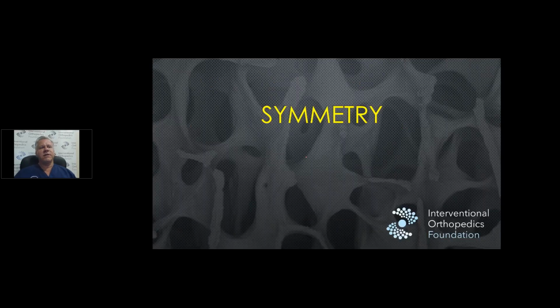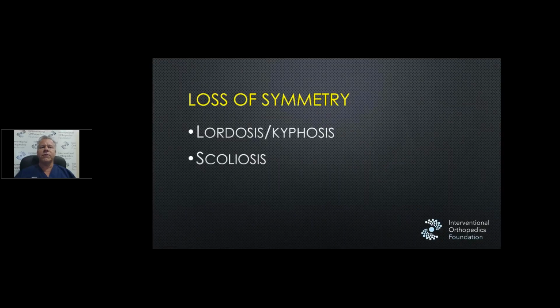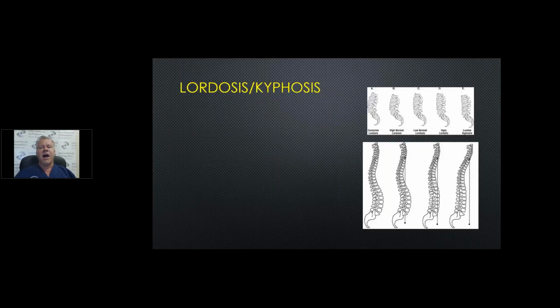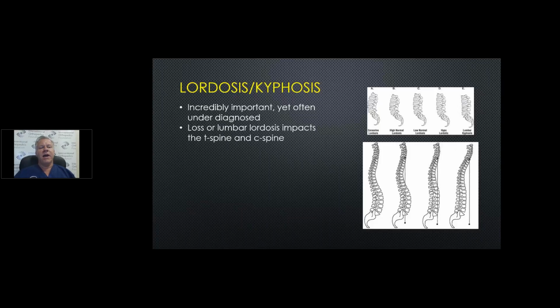So now let's talk about symmetry. We've focused in on some specific things. Now let's go big picture for a moment and talk about symmetry. So we have lordosis and kyphosis, as well as scoliosis. On the lordosis kyphosis side, incredibly important, yet often underdiagnosed. We have studies that show that lack of lordosis may be related to pain. It's certainly going to impact a lot of things.